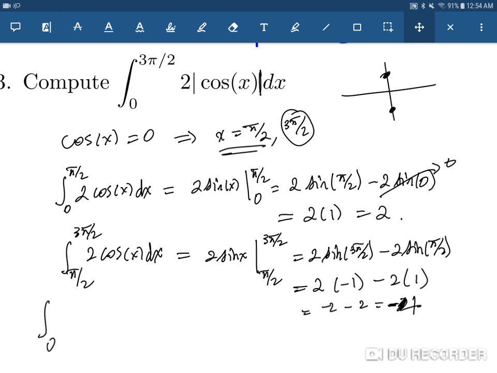the integral from 0 to 3 pi over 2 of 2 cosine of x dx is 2 plus absolute value of minus 4. So just simply 4. This gives us 6, and that's the final answer.